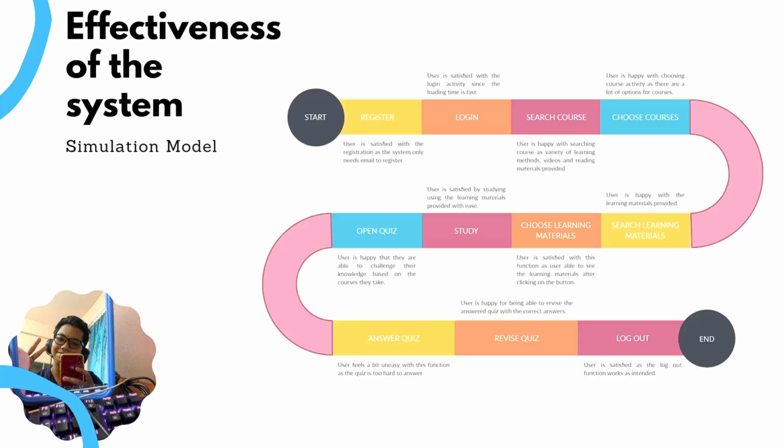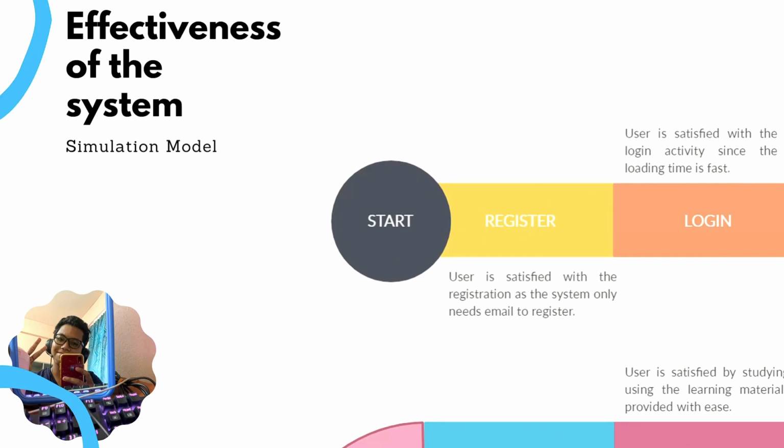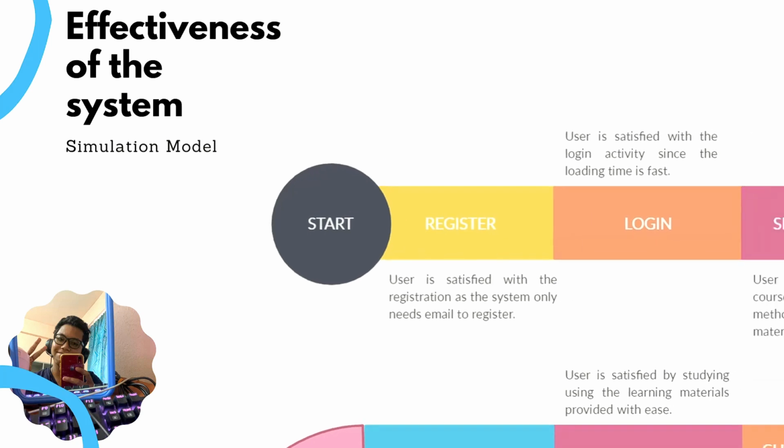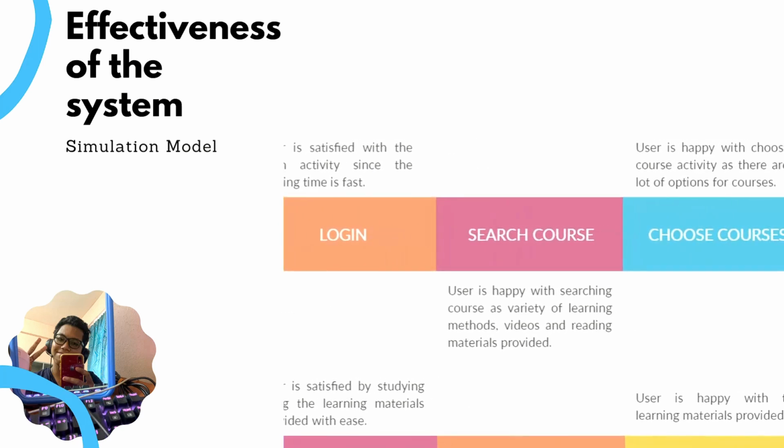The last one is the effectiveness of the system. The way we measure the effectiveness of the system is by having a simulation model. So we have a few steps here. The first one is register. The way we measure the effectiveness of the system with the register function is that the user is satisfied with the registration, as the system only needs an email to register. Next one is login, where the user is satisfied with the login activity since the loading time is fast.